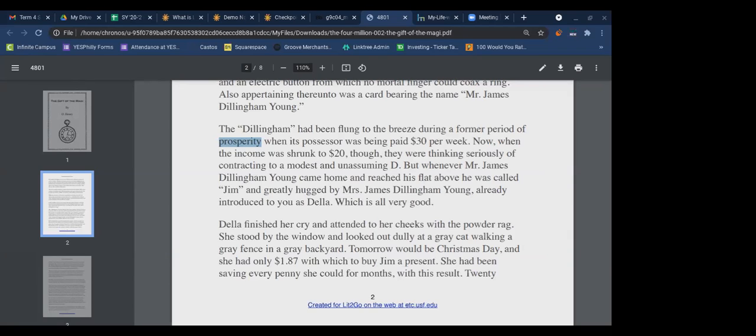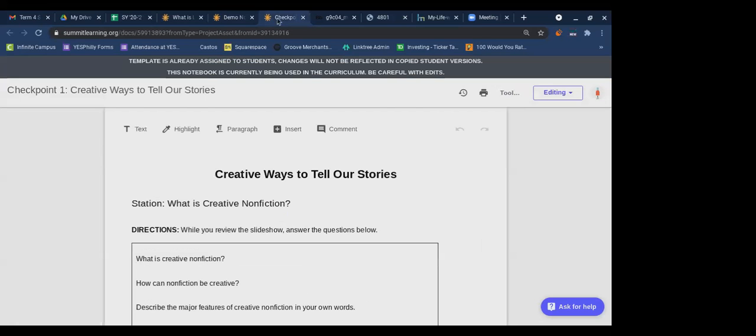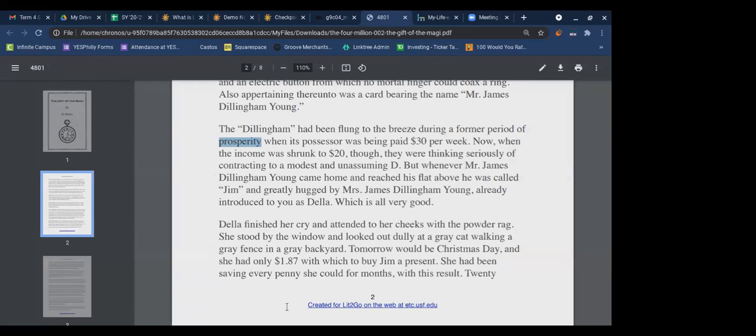So again, the question is this word prosperity. We're trying to figure this out so we can better understand the meaning of this symbol or detail. If somebody is in a period of prosperity, are they doing well or are they doing poorly? Are they making a lot of money or are they a little bit broke? What do you think?